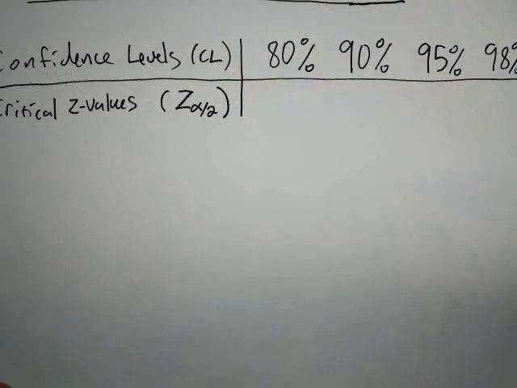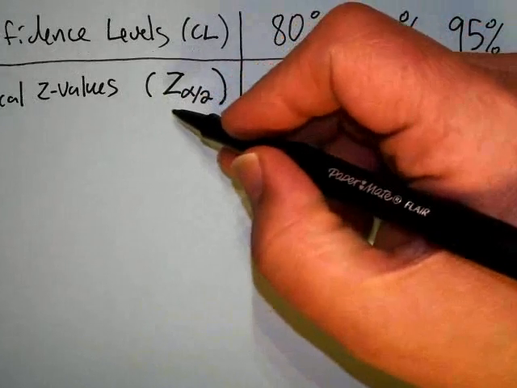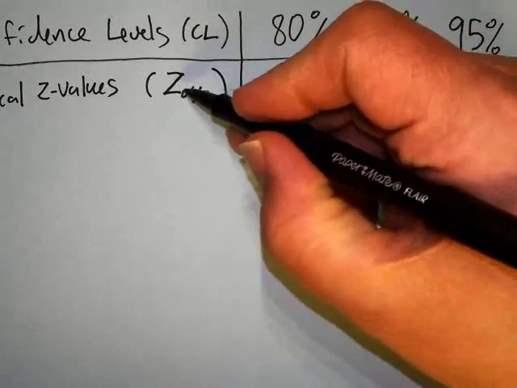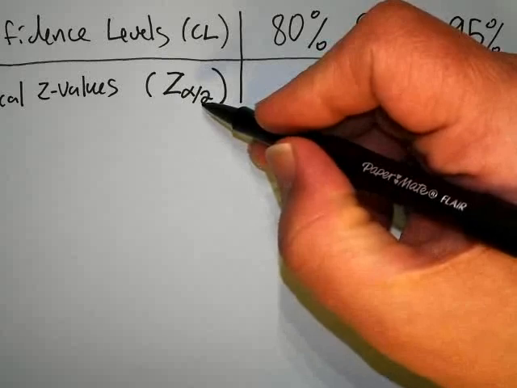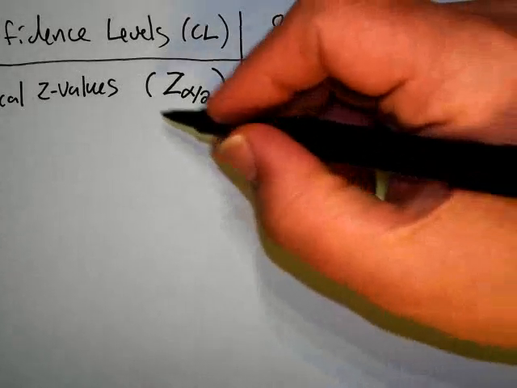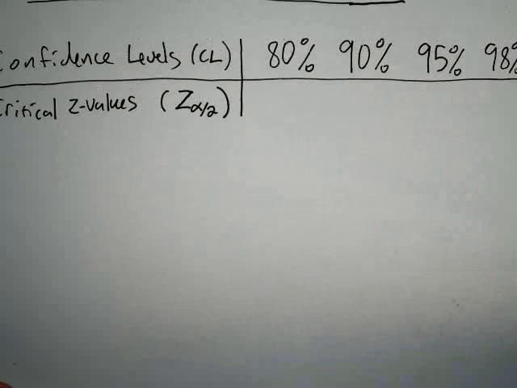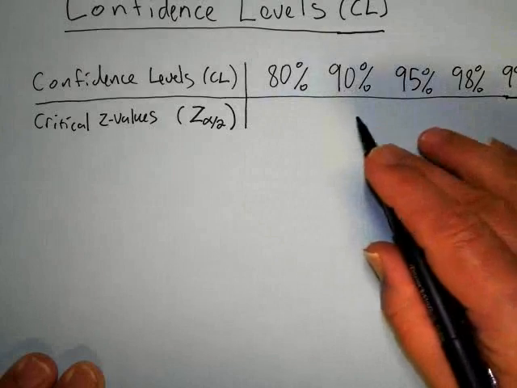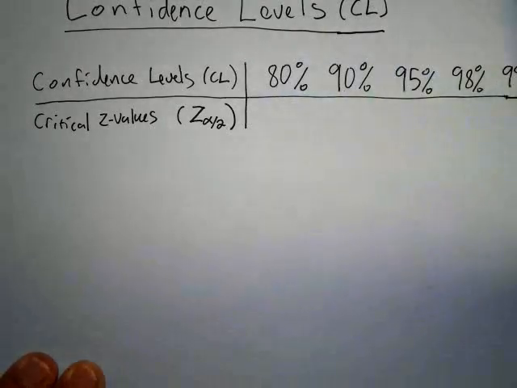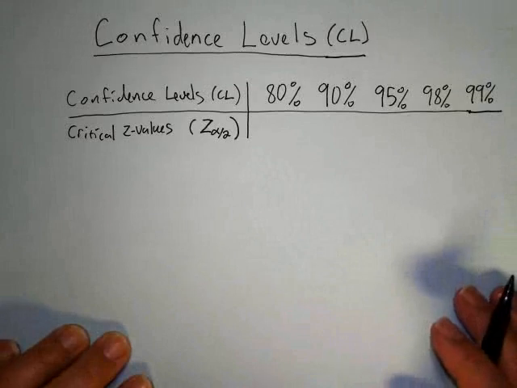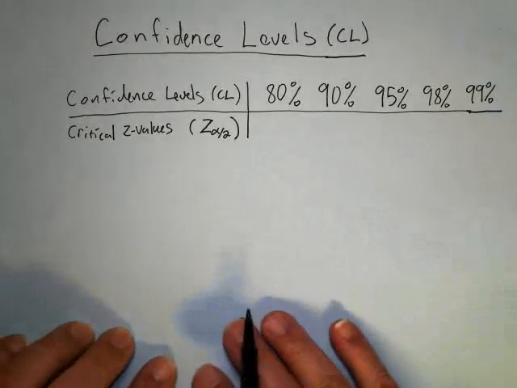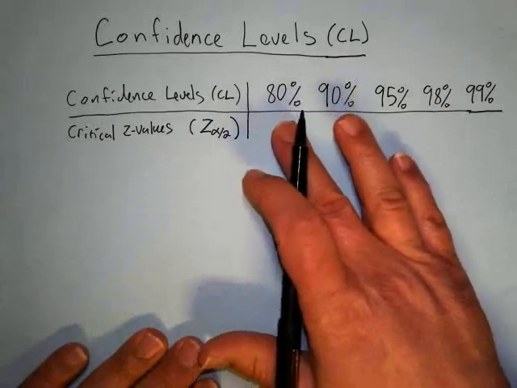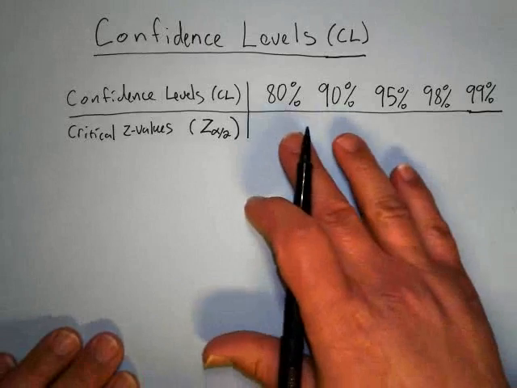Maybe I'll zoom in on that. So that's a z value, like a z, and then the little subscript is the Greek letter alpha over 2. That whole thing represents the critical z-value, and you'll see that in the formula. In place of that, you're going to put one of the z-scores, depending on what confidence level you're using in your estimate. Basically what I want to do is show you where these z-values come from and how they're connected with these percentages.